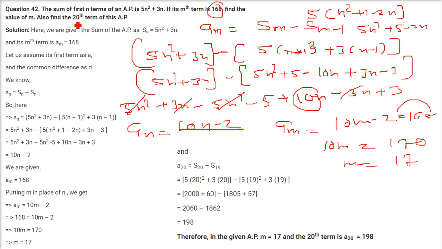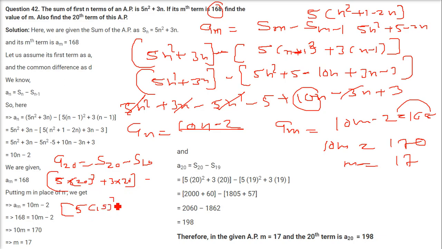In order to find this 20th term, what you can do? A20 will be equal to sum of 20th term minus sum of 19th term. So just put here 5 into 20 square plus 3 into 20 minus (5 into 19 square plus 3 into 19). So this is what you have to do. You can just solve it and you get 198.